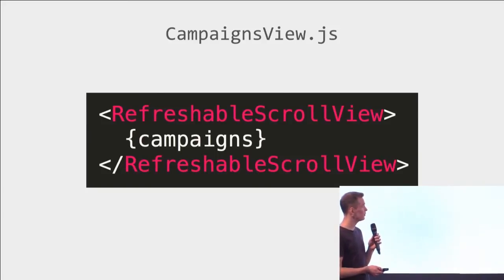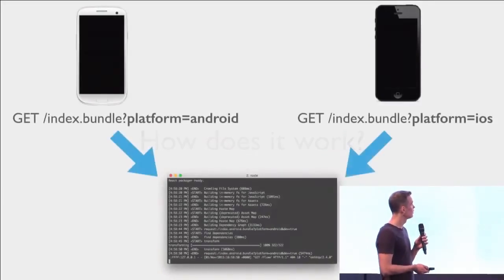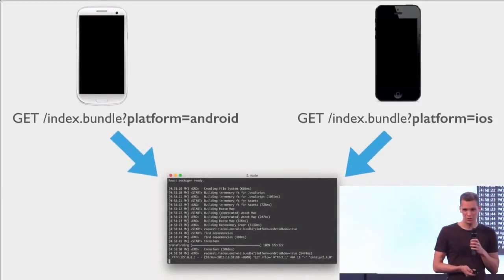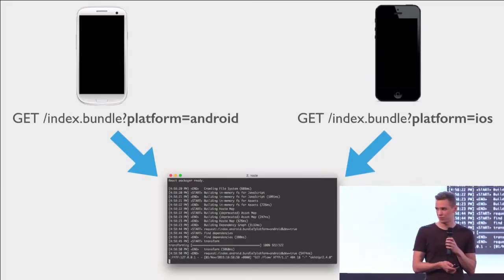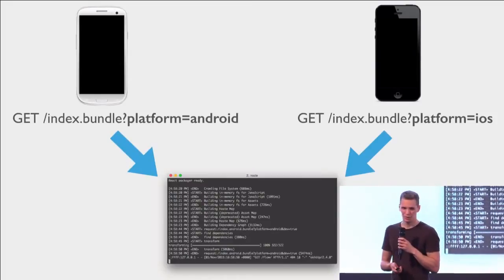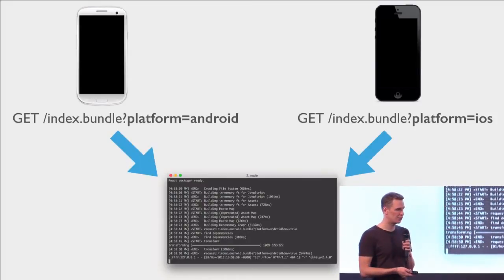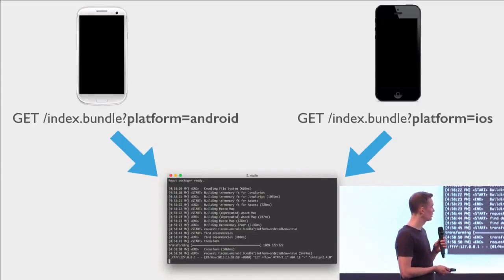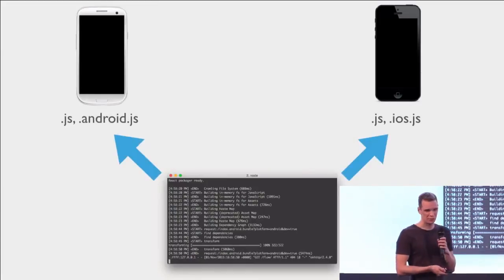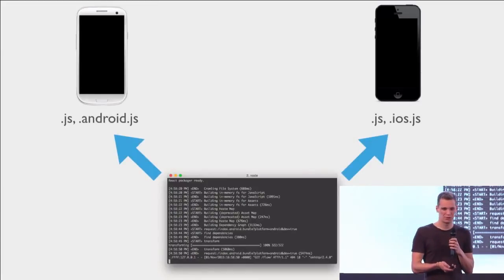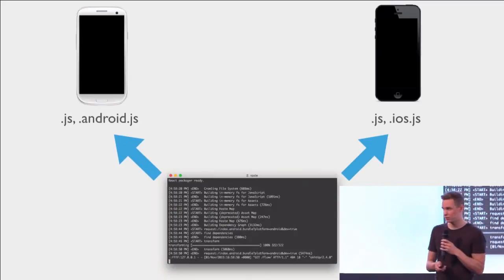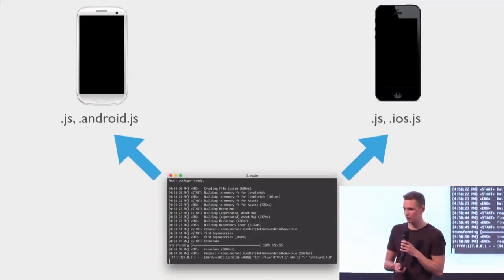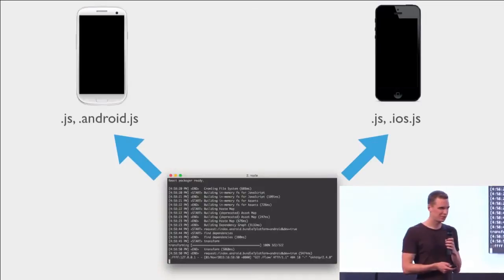So how does it work? You remember the packager I showed in the beginning? That's the local dev server running on your laptop. An Android phone tells it, hey, I'm Android, and an iPhone says, I'm iOS. And the packager, based on that, returns JavaScript files, but it also returns a big bundle made out of JavaScript files or iOS.js files or Android.js files to the correct device. Okay. So yeah, this is still pretty simple.